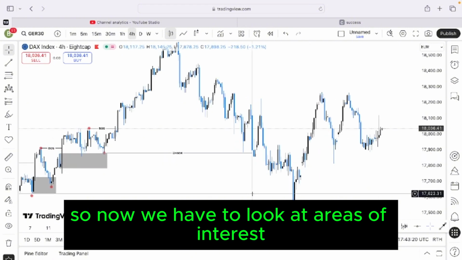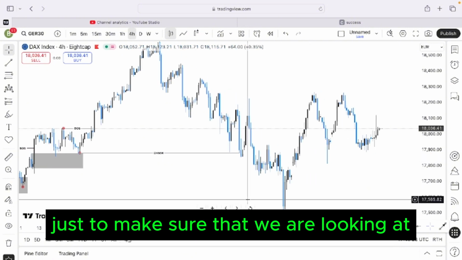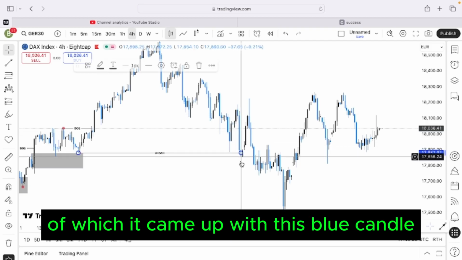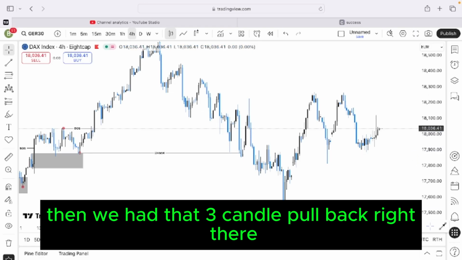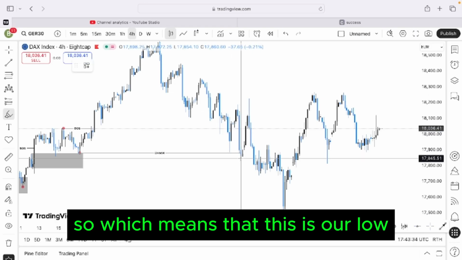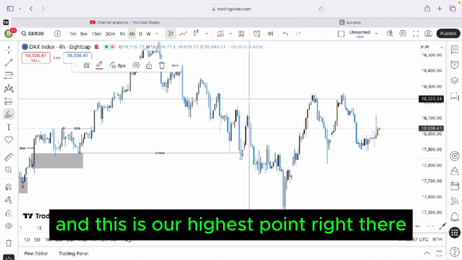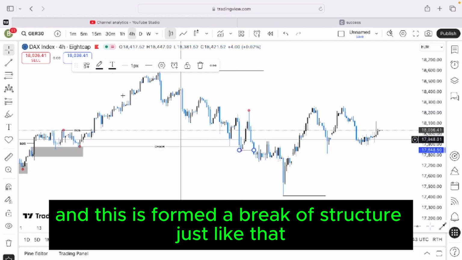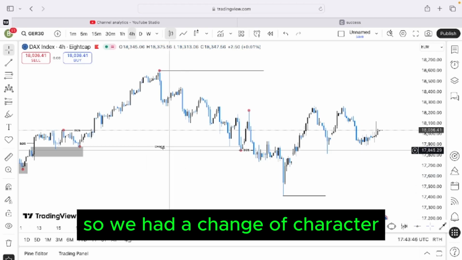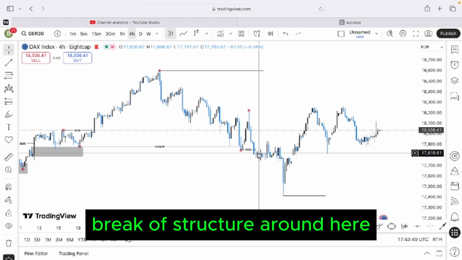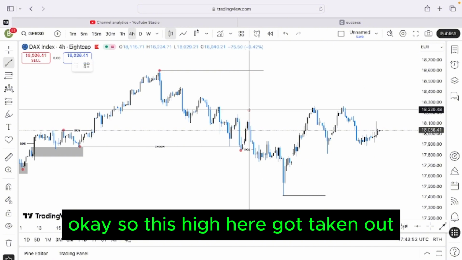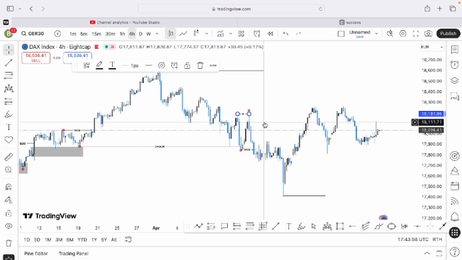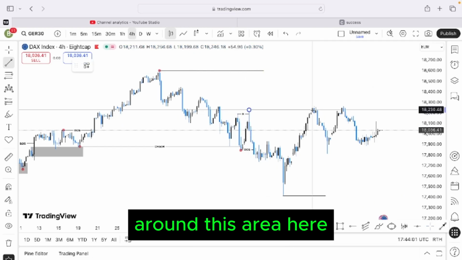So now we have to look at areas of interest just to make sure that we are looking at the correct ones. As you can see right here, we had a break, which came up with this blue candle, then we had that 3 candle pullback right there. So which means that this is our low and this is our highest point right there, and this formed a break of structure just like that. So we had a change of character, break of structure around here. Okay, so this high here got taken out, and then this is a liquidity sweep. This is a sweep right there. Then we had a change of character around this area here.